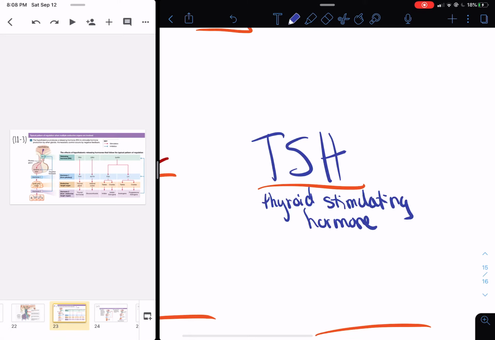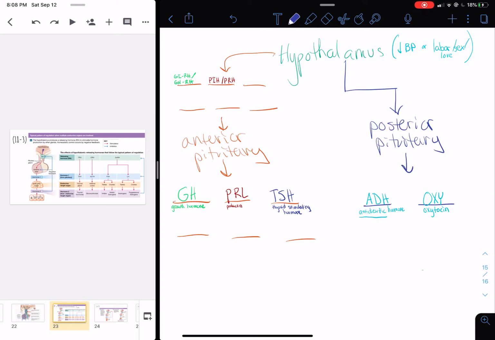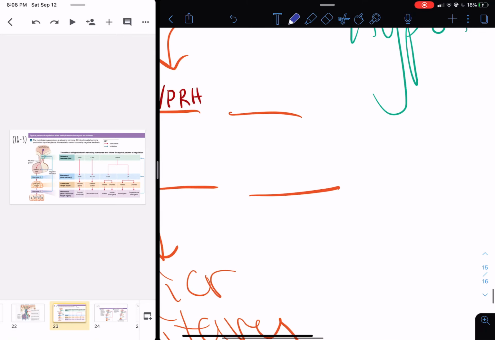As you can imagine, that'll go to the thyroid and tell it to make thyroid hormone. But in order for the anterior pituitary to do that, it will have to have a signal from the hypothalamus where it will release thyroid releasing hormone. Okay.